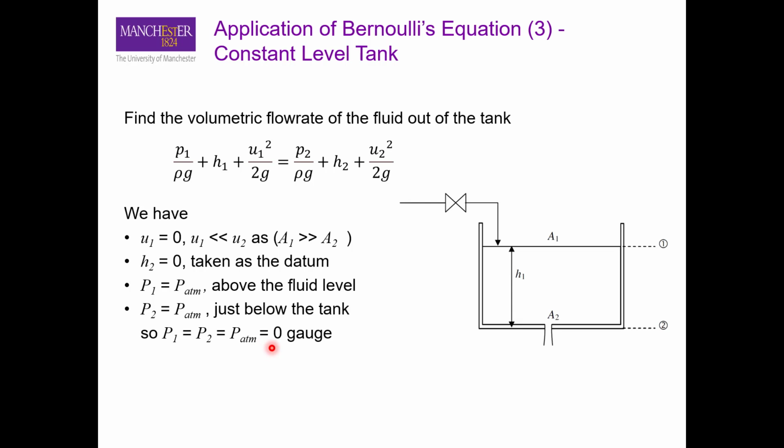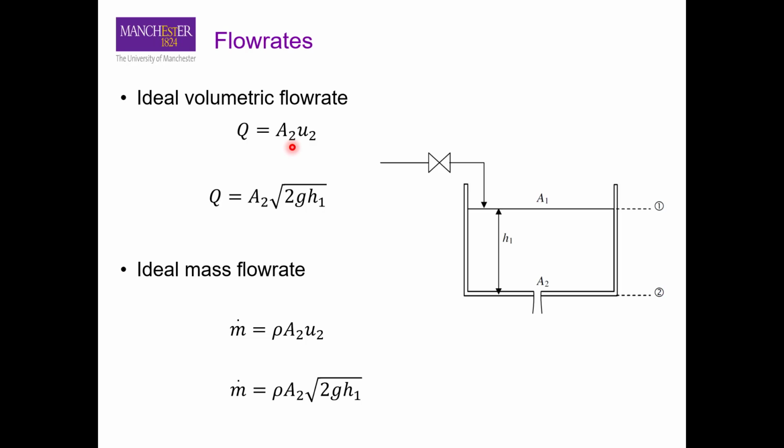And if we are dealing with our system in gauge pressures, we can write that all of them are 0. It means this term will cancel out, this term will cancel out. Okay, so if you use all these assumptions and simplify this equation, we get h1 is equal to u2 squared over 2g. And if you rearrange this equation, you get u2 is equal to the square root of 2gh. So we know the velocity at this point now. And if we multiply this velocity with the cross-sectional area A2, we get the volumetric flow rate. And then we have the equation here for volumetric flow rate.